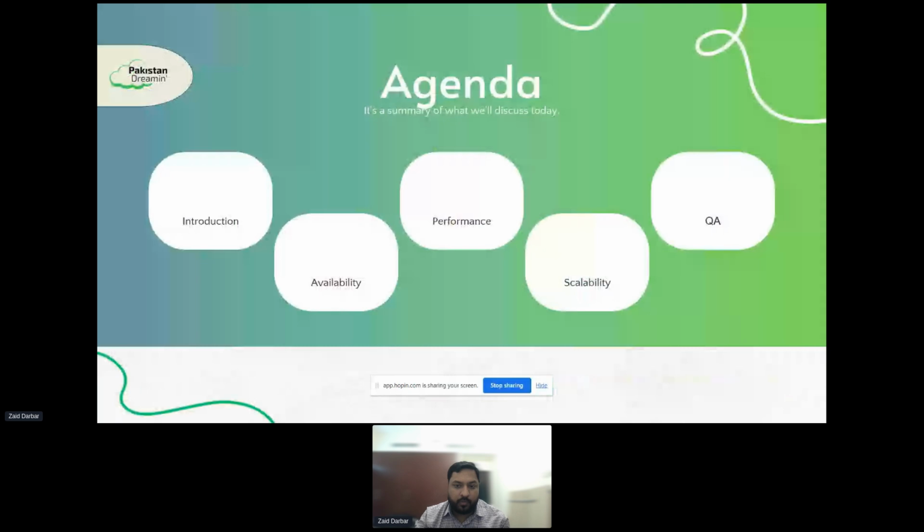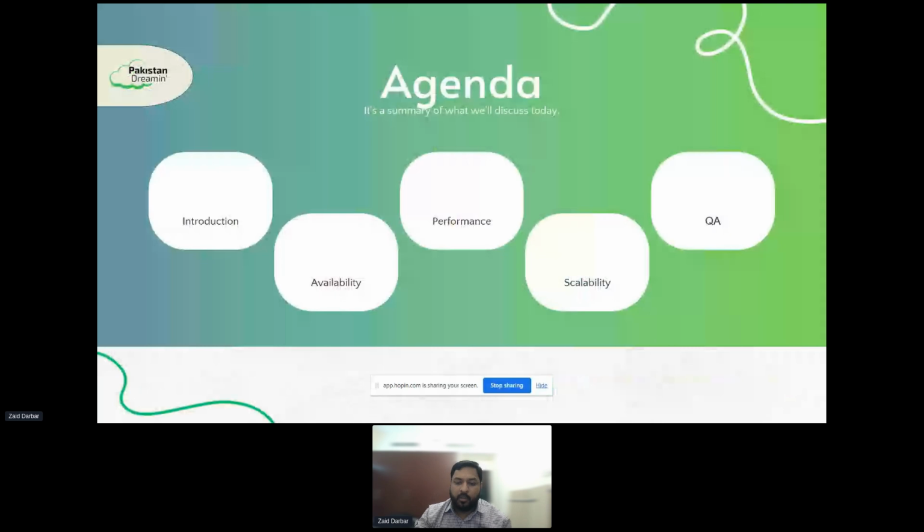So the agenda will be: first we will go through the introduction of what a scalable solution is, what a good solution is, what a bad solution is, and there will be three main important factors for it: availability, performance, and scalability. I have divided it into three parts, and we will go through these three parts in detail. We will also go through the patterns and anti-patterns for them. What are the good practices, and what are the things you can do to avoid it? And in the end, we will have a small QA session as well.